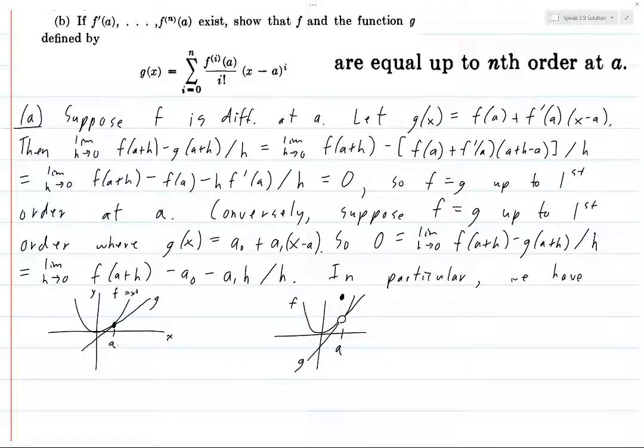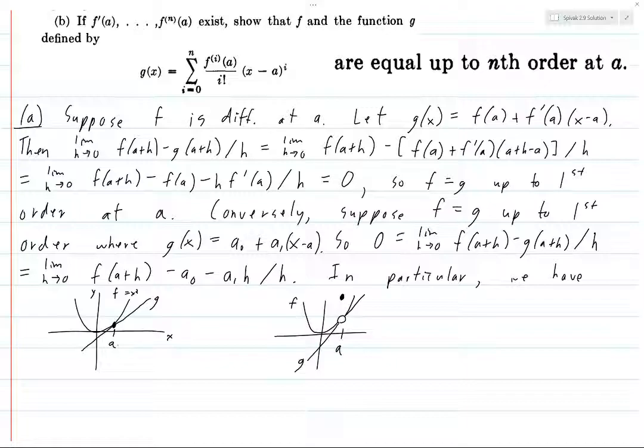So just because a function f equals a linear function up to first order does not necessarily imply that the function is continuous. However, it should be true, and in fact we can prove it is true, that if f is continuous at a, then the two are equivalent. If we know that f is continuous at a, then differentiability of f at a is equivalent to being equal up to first order to a linear function.